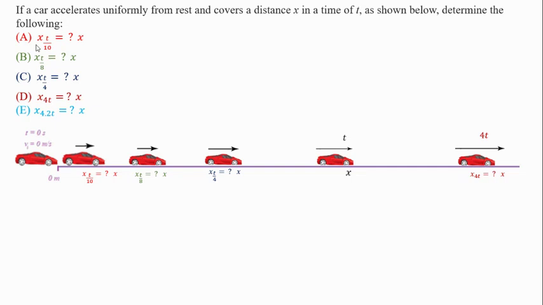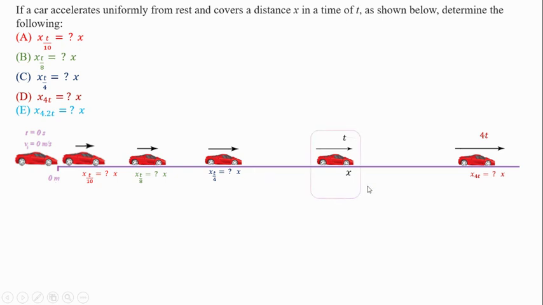Okay, so in this particular video, we have a car that starts at rest and it accelerates uniformly, and it covers a certain amount of distance x in a certain amount of time t. Okay, so here's the diagram. It says that the car starts at rest when time is equal to 0, its initial position is equal to 0, and here's our reference point.